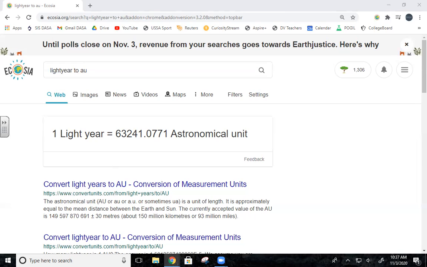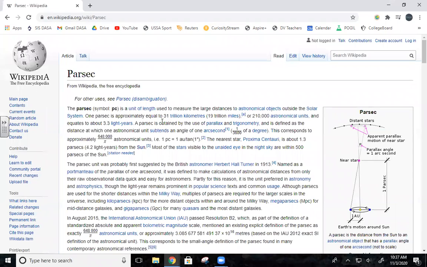Anybody? Yeah. A parsec. Very good. A parsec is a unit of length used to measure large distances to astronomical objects.